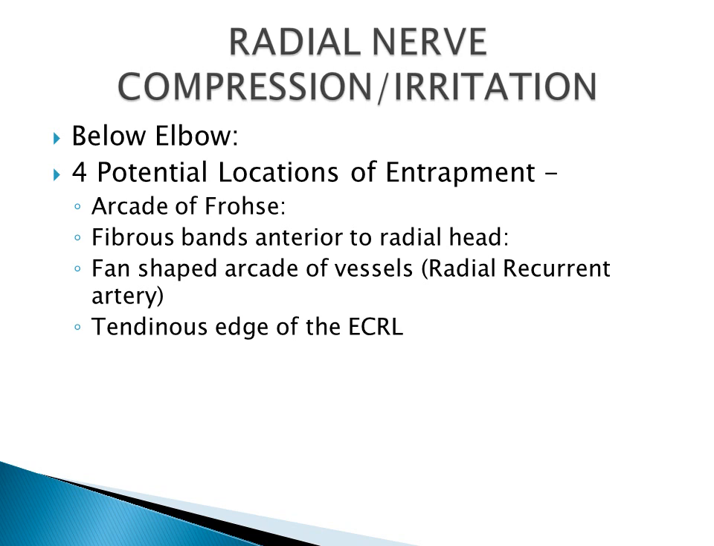Now, below the elbow, we're going to find the most common sites of compression of the radial nerve, and there's 4 potential locations where the radial nerve can become entrapped below the elbow. Now, remember that below the elbow we've already given off branches to the brachioradialis, the triceps, the extensor carpi radialis longus, and the anconeus muscles, so it's not likely that those muscles would be affected.